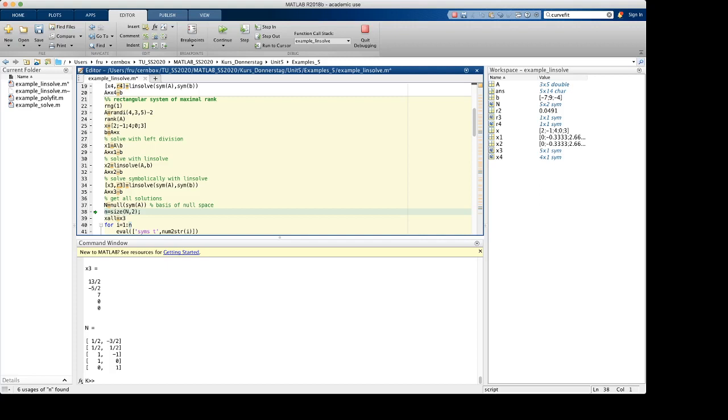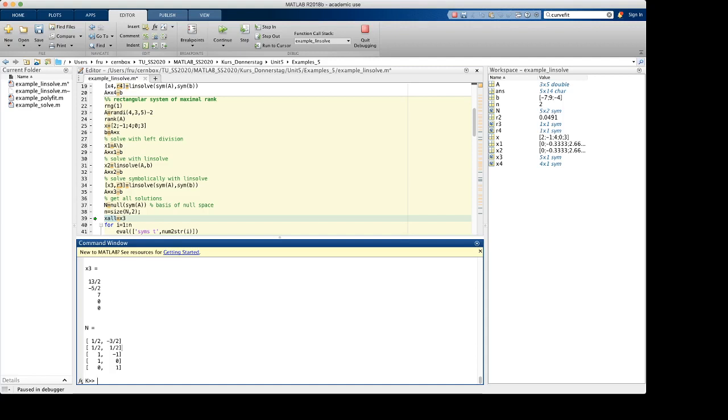Let me demonstrate that. We have a null space of dimension 2, so small n is the dimension of the null space. So the first column of capital N is this vector. Now we multiply this vector from the left with the matrix A, and this should give 0. Yes, it does. So A times this column vector is 0, and the same is true for the second basis vector of the null space.